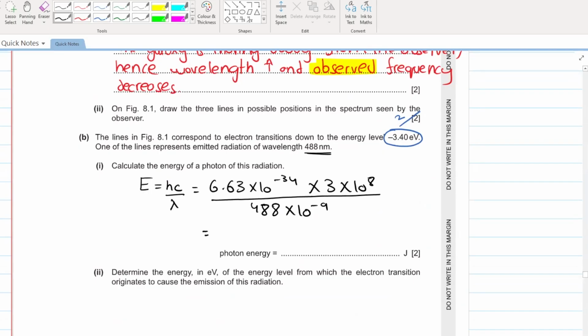What does your energy of photon come out to be? Yes, what is the energy of the photon? The photon energy comes out to be 4.08 into 10 to the power of minus 19 joules. Simple as that. Nothing complicated.